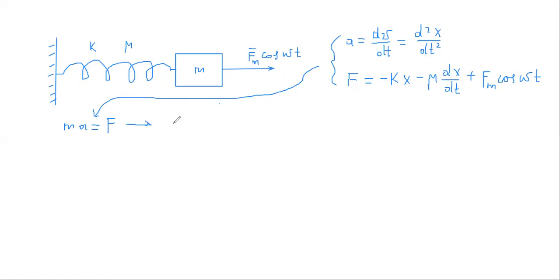So we have a differential equation. m multiplied by the second derivative of x by time is equal to minus kx minus mu dx by dt plus Fm cosine omega t.